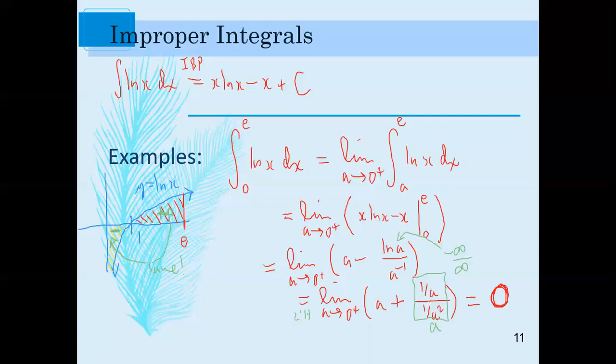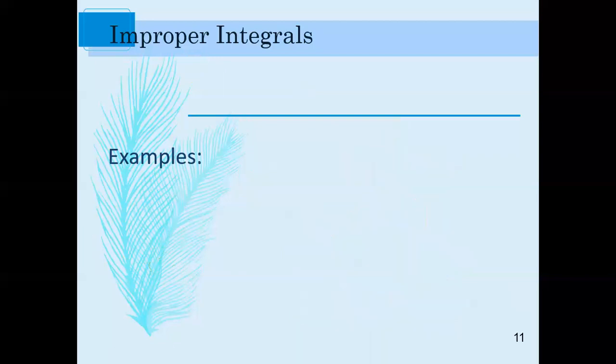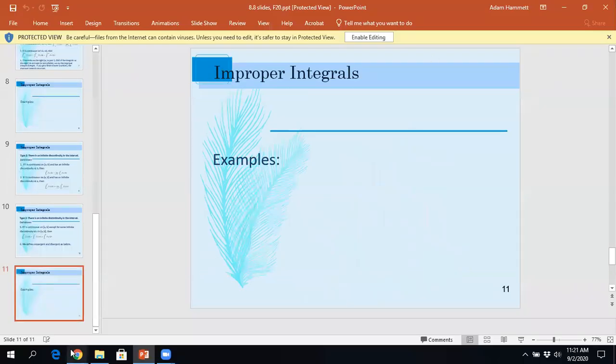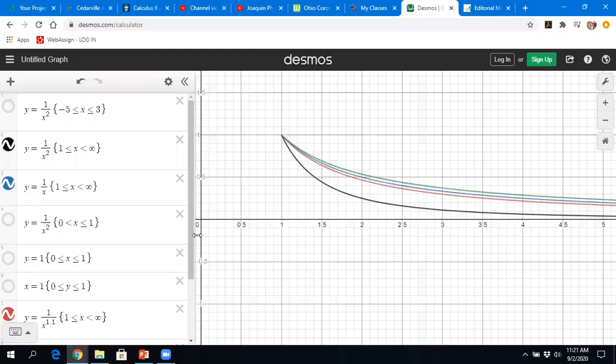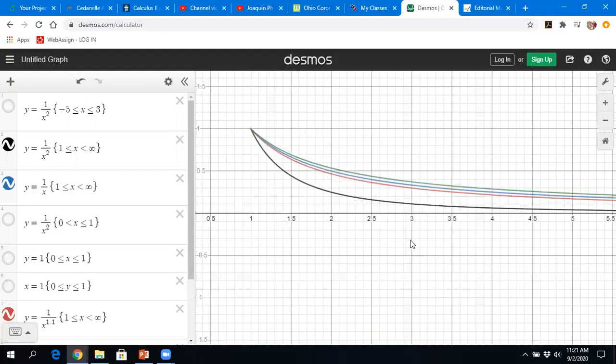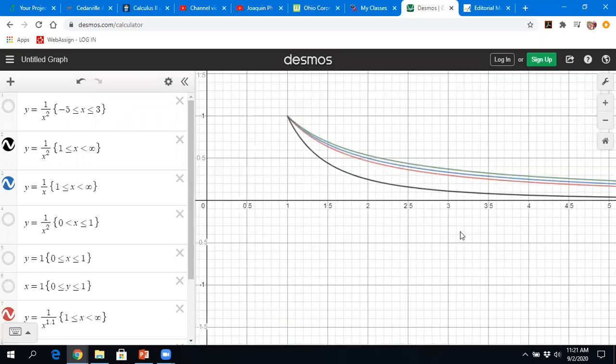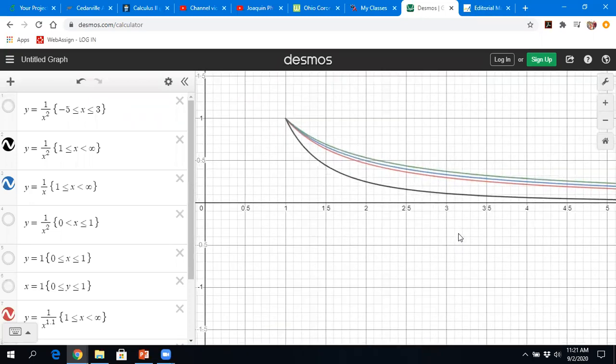Here we go, hang on a second, clear that. So let's get out of here and I'll go over into Desmos and we'll have a peek at this together. So here's this, here we go. Look at these graphs. I want to make sure you understand these graphs. The black graph, what's the black graph? Yeah, that's 1 over x squared.